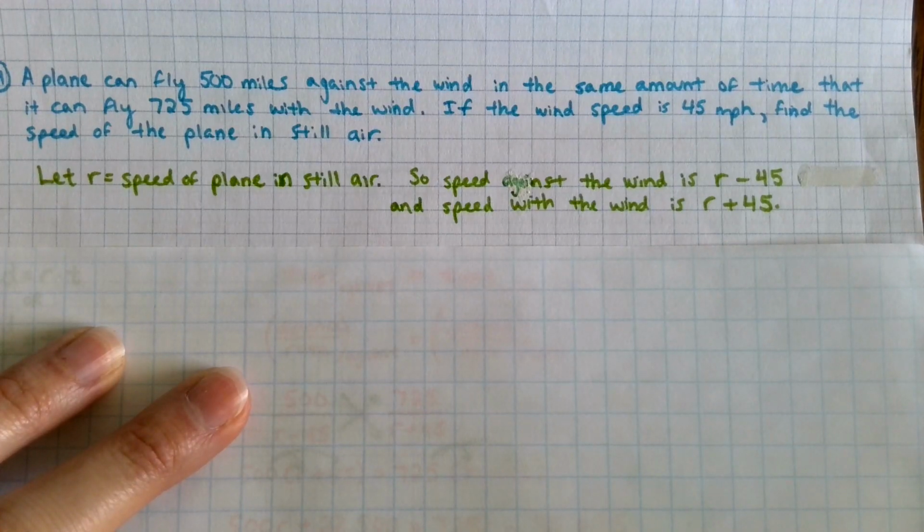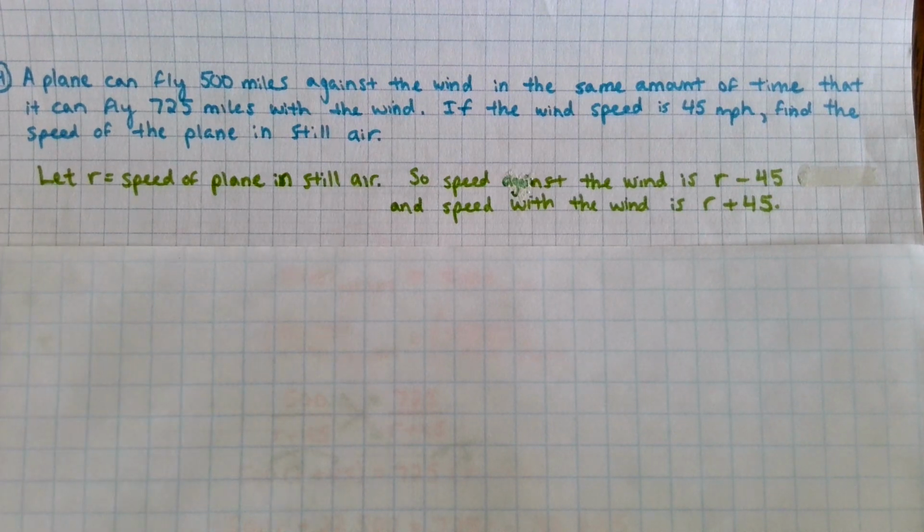Our next example is about planes and wind speeds. This question is number 14 out of the book, and it says a plane can fly 500 miles against the wind in the same amount of time that it can fly 725 miles with the wind. If the wind speed is 45 miles per hour, find the speed of the plane in still air.